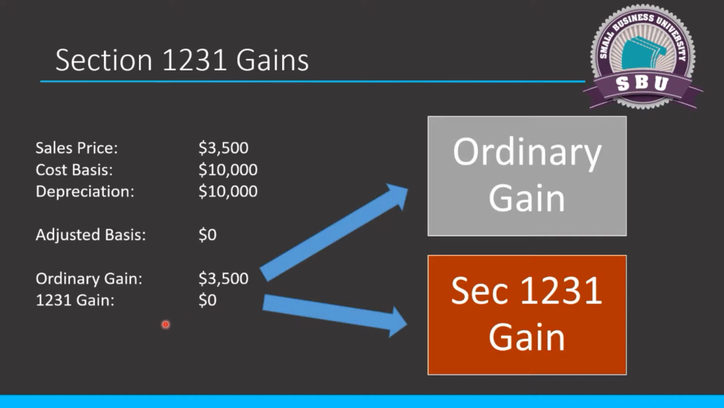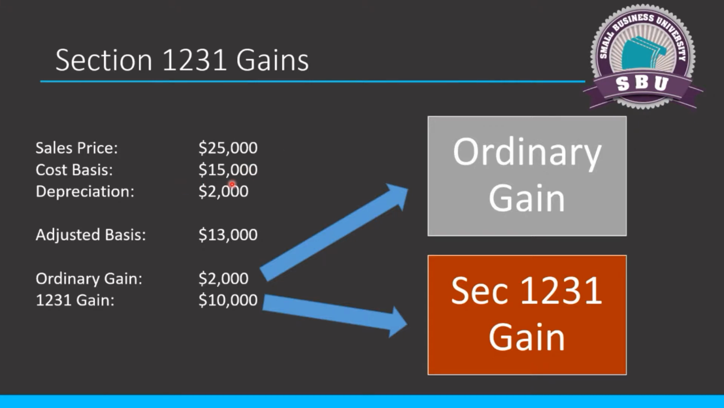In this next scenario I'm going to show you, it's a little easier to understand. So let me move forward on that one. Okay, so here is a different scenario. Let's say it's still a forklift if you want to, and we purchased it for $15,000.